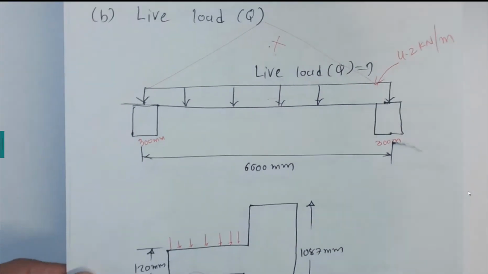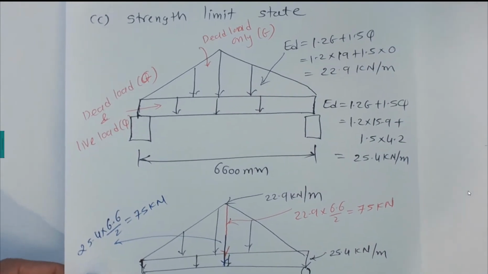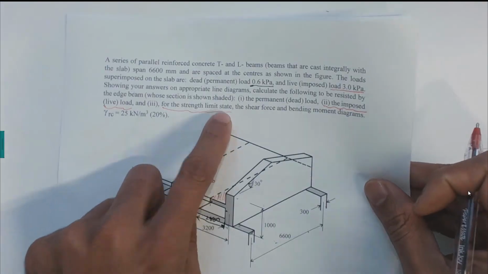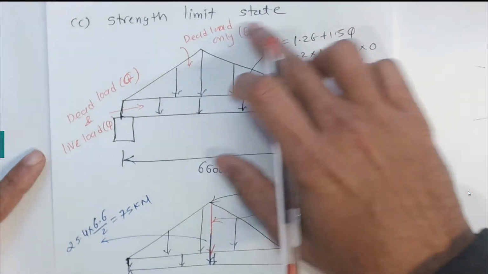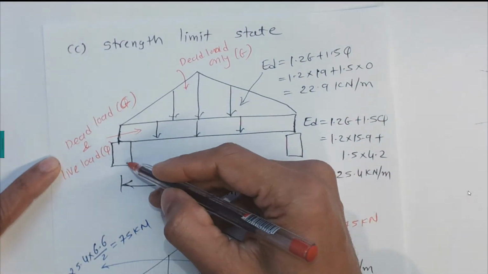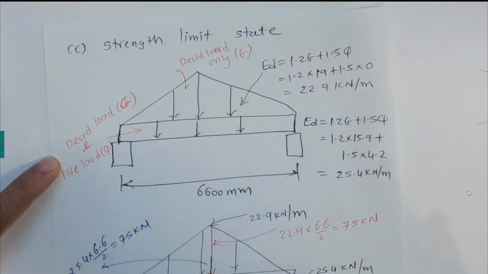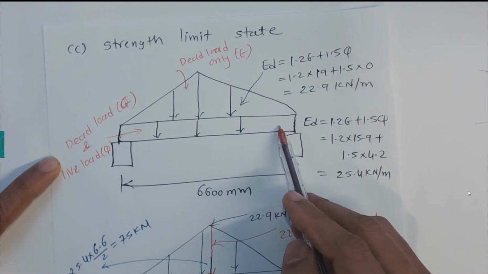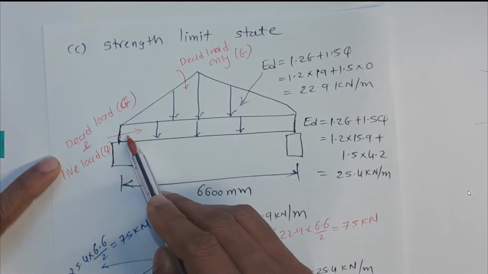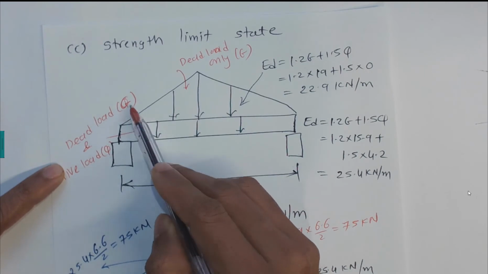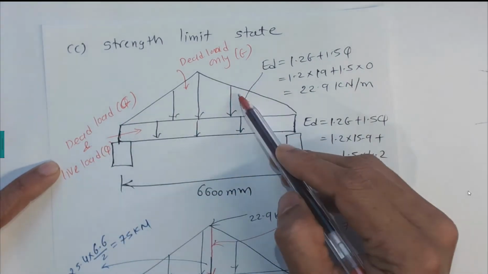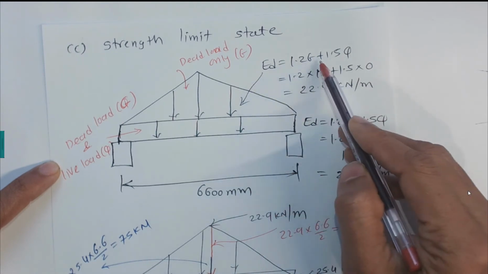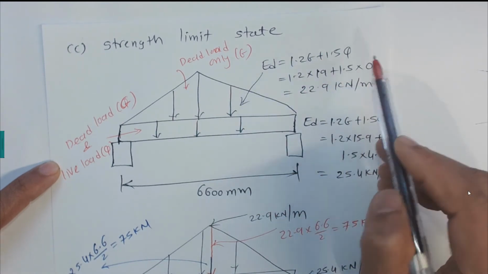Now the last, third question is asking to apply the strength limit state. So this is part C, the strength limit state. Now we are drawing again. These are the H beams, with a 6600 millimeter span, and we have a uniformly distributed load and a triangular load. This uniformly distributed load consists of dead load G and live load Q, and the triangular loading only considers the dead load, not the live load.